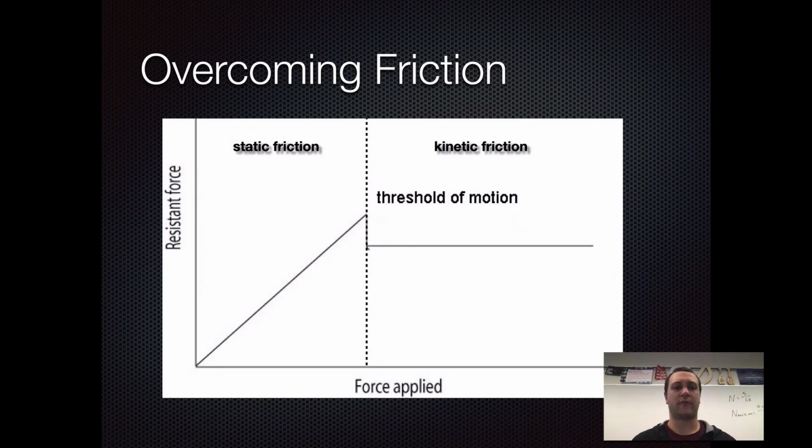So as we overcome friction, this graph helps diagram that idea. On the vertical axis, we see our resistance force, and on the horizontal axis, we see the applied force that is generated here. There's a linear relationship between the amount of resistance and the force that we apply up until we get to that threshold of motion, which is that vertical dotted line. So if you apply 10 newtons of force, the resistance is 10 newtons. If you apply 20, the resistance is 20, up until whatever that threshold is.